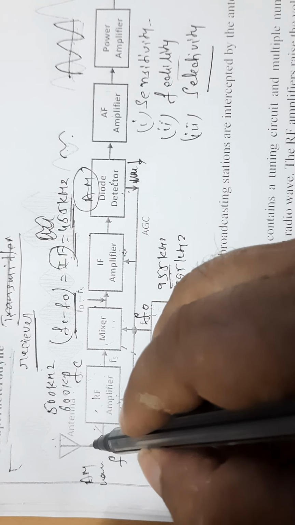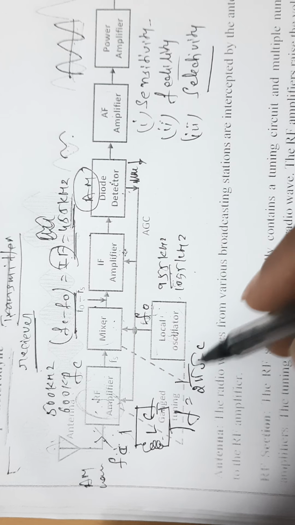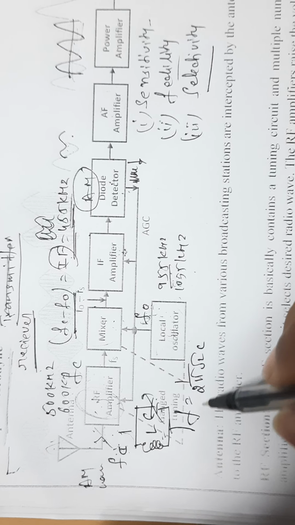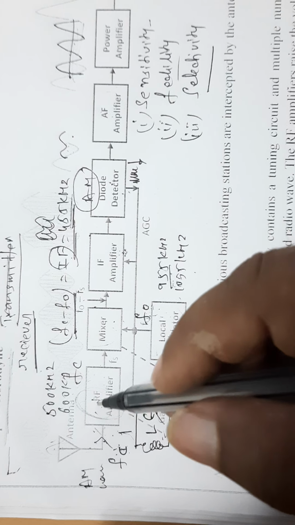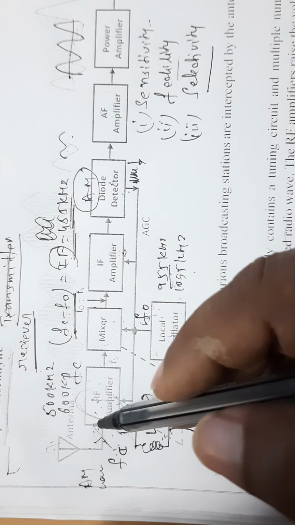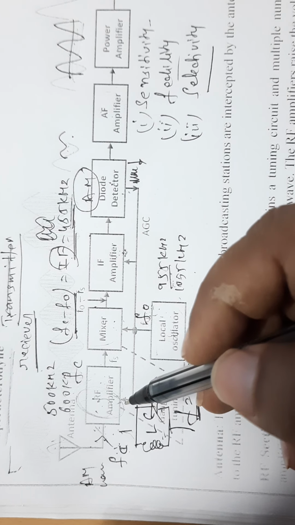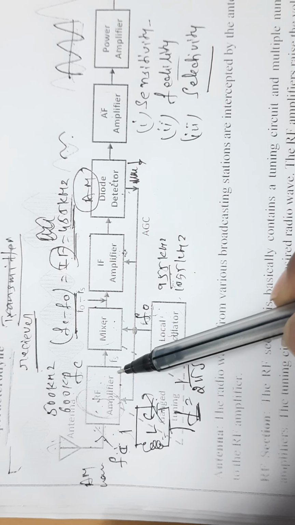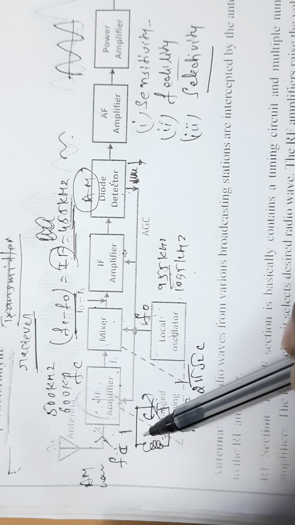So this receives different frequencies, but you can tune this by varying the capacitor. You can tune this tank circuit to a particular frequency. Then this receiver will receive only the tuned frequency and reject all unwanted frequencies. That is called the selectivity of the radio receiver. The selectivity is to select only the wanted frequency and reject unwanted frequencies.